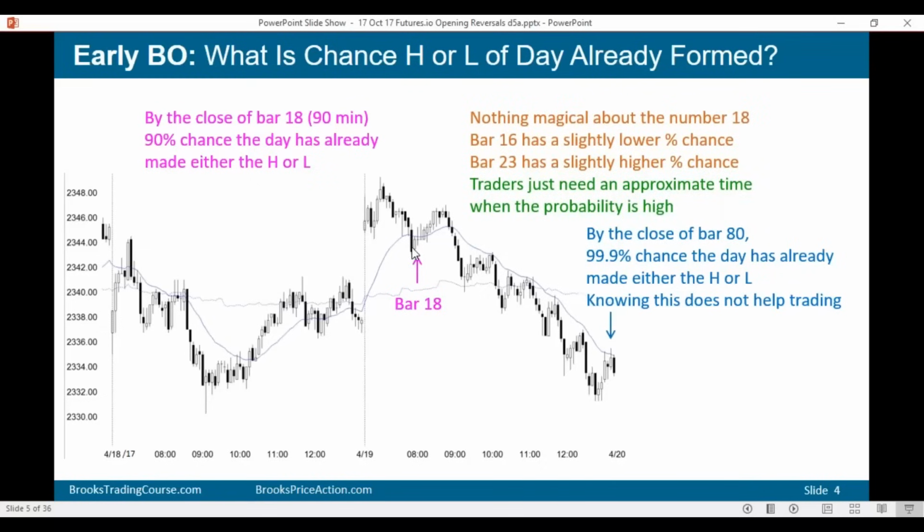There's nothing magical about bar 18. The more bars that you look at, the higher the probability that you've seen the high or low of the day. So bar 23, it's better than a 90% chance that you've seen the high of the day or the low of the day if you get the breakout. Bar 16, it might be an 80% chance that if you break out of the 16 bar range, you've already seen the high or low of the day. But I like to use 18 because 90% chance is very, very high, and I want to know, did I see the high or low of the day? So I pay a lot of attention to what happens around bar 18.